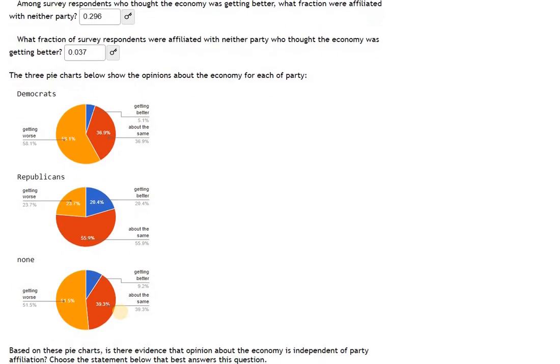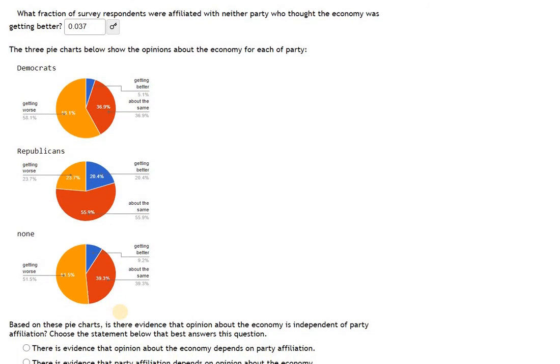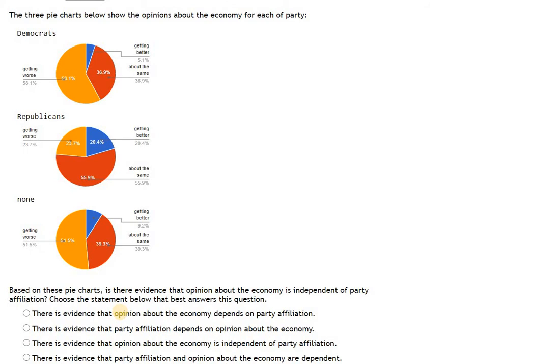The rest of the question says you have 3 pie charts that represent each party and their opinion about the economy. The first pie chart represents Democrats, the second one is Republicans, and the third one is those affiliated with neither party. As you notice here, the Democrats and non-affiliated voters are almost identical. 36% of Democrats think the economy is the same, and this is very similar to the 39.3% of the non-affiliated voters, while 55.9% of Republicans think the economy is the same.